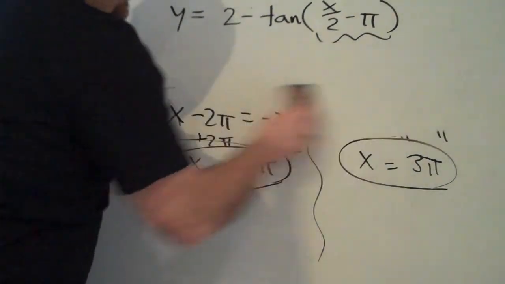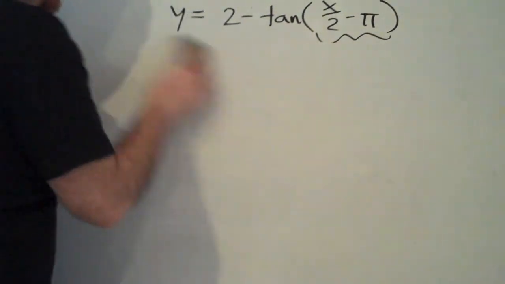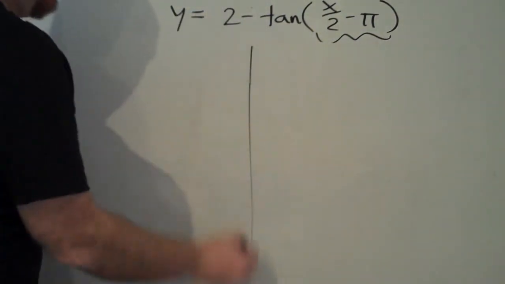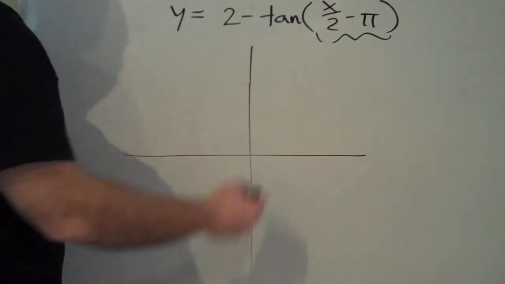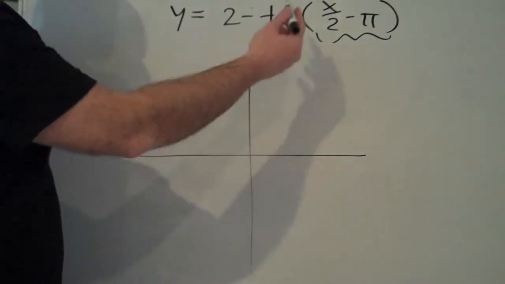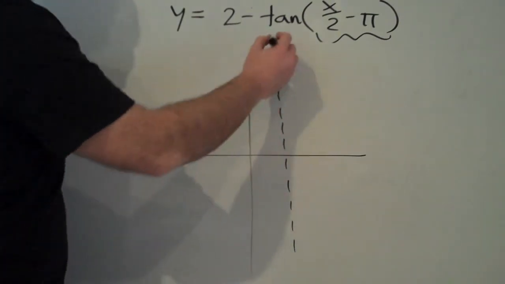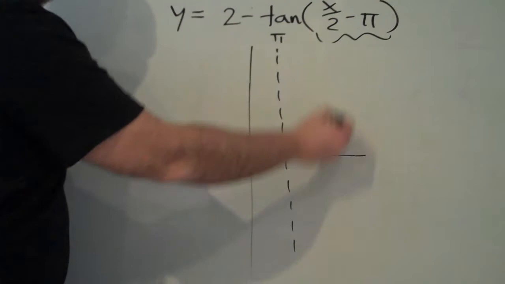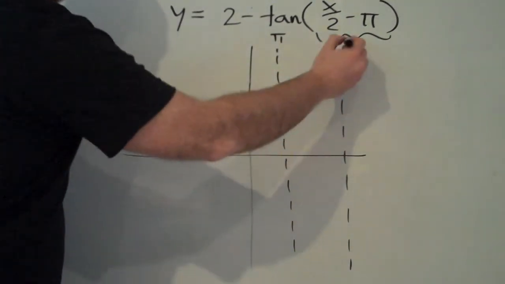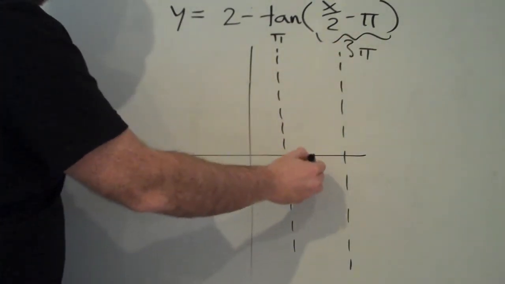So, we've got asymptotes at pi and 3 pi. Now I don't have graph paper here, so you're just going to have to go with it. Let's say we want to make our scale pi. So my first intercept is going to be here. That's at pi. Then I've got 2 pi. Here's 3 pi. So 2 pi is right here.